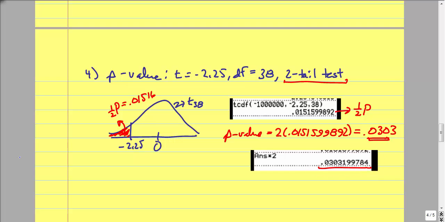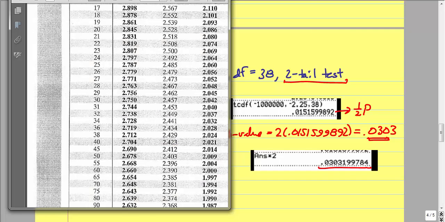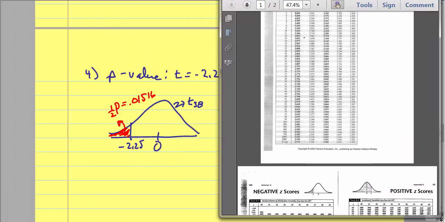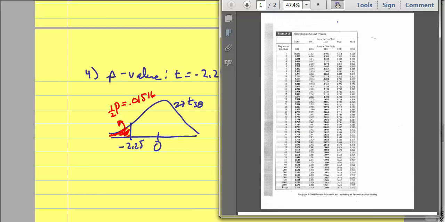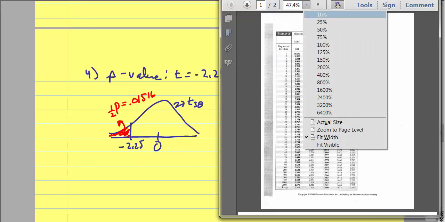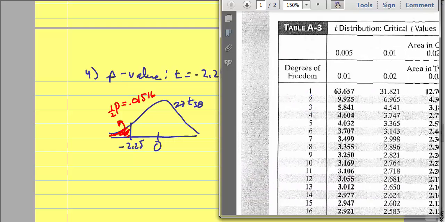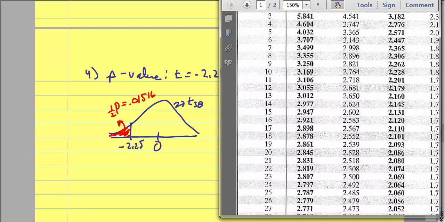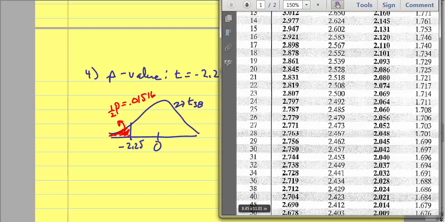Okay, now how could we use our t-tables? Well, with our t-tables, I need to know my degrees of freedom, and that was 38. Let's make this table a little bigger. So here's my 38 degrees of freedom. So right here. And I have negative 2.25.